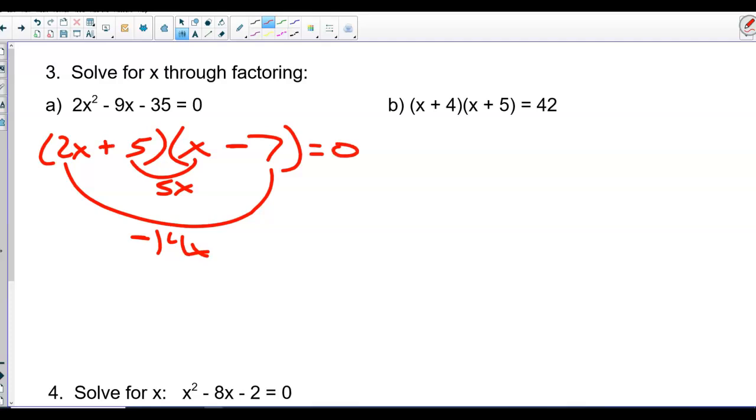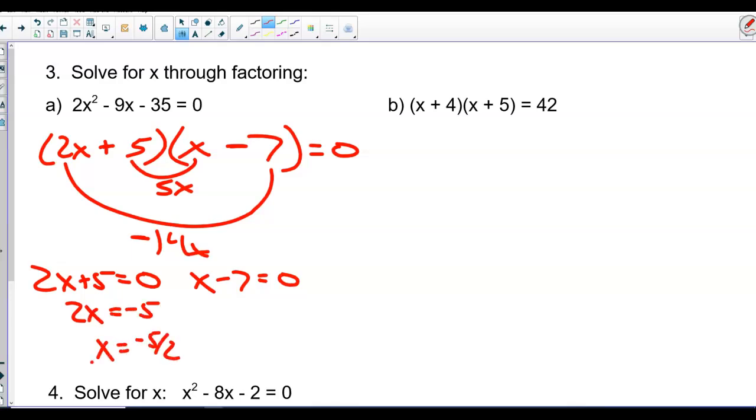Since it's equal to 0, we simply set each parenthesis equal to 0. 2x equals a -5, and x equals -5/2. Here we had 7 on both sides, and x equals 7, and those are my answers. Okay? Now the second one, it's not equal to 0. So we can't do anything until it's equal to 0. And you can't set each parenthesis equal to 42. It's not going to work.